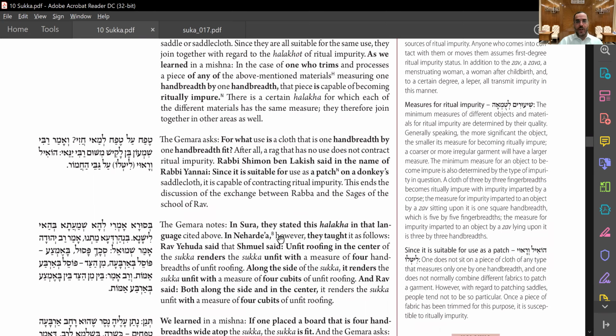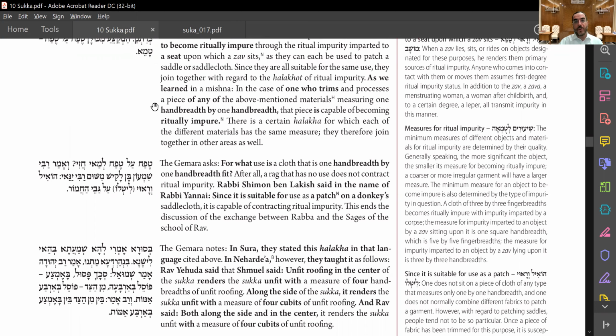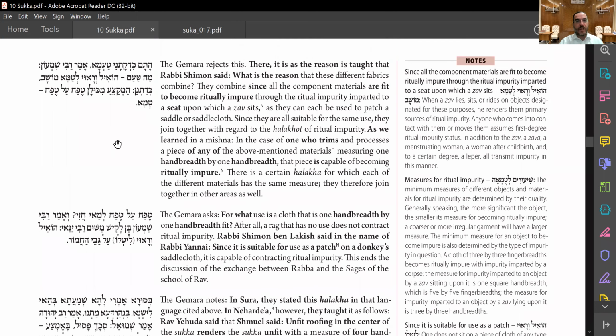Even tefach, I said 3. I meant tefach. Even 1 tefach by one tefach will become tameh. Yeah, mikolan tefach al tefach if a zav would sit on it. Okay. Now we wonder tefach al tefach lemay chazeh. Wait, what can you use 1 tefach wide? That's a very small item. What can you possibly use that for? You can use it for a patch on a donkey's saddle. So you're right.